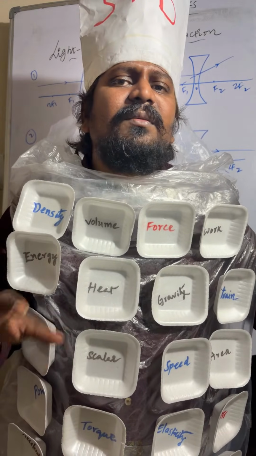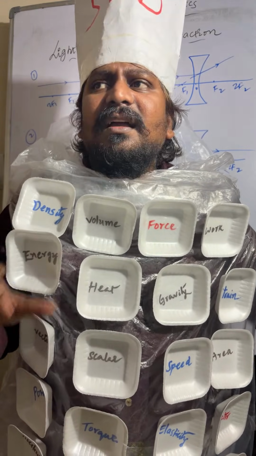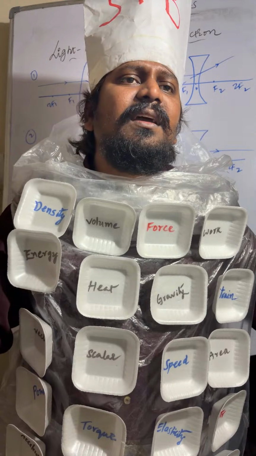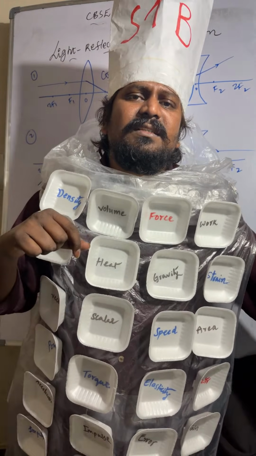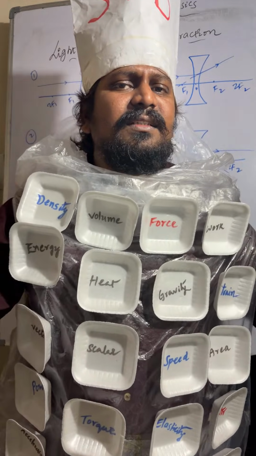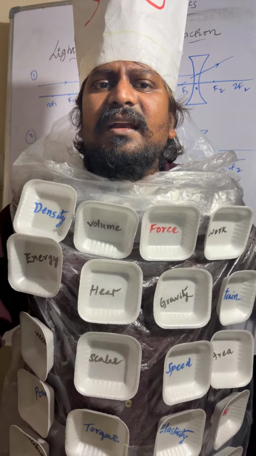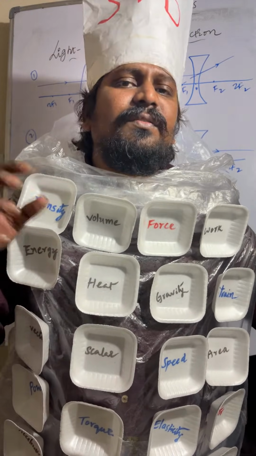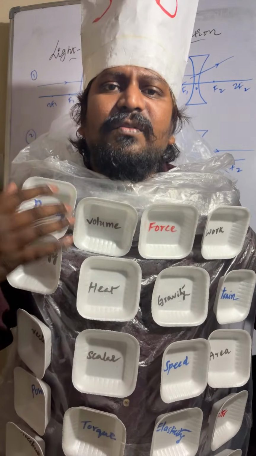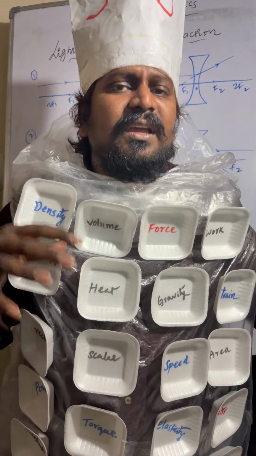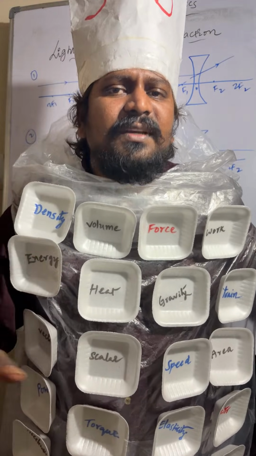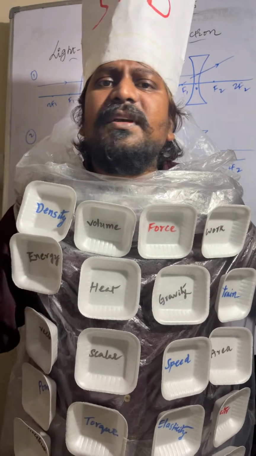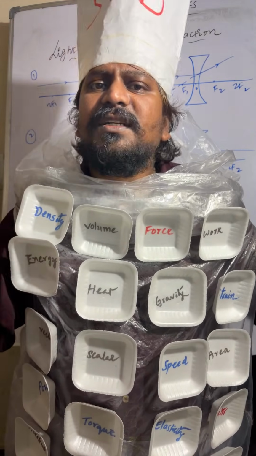Hypermetropia, hypermetropia, hypermetropia, hypermetropia. Far distance we can see, near distance we can see. For that correction, we are using convex lens, convex lens, convex lens, convex lens.